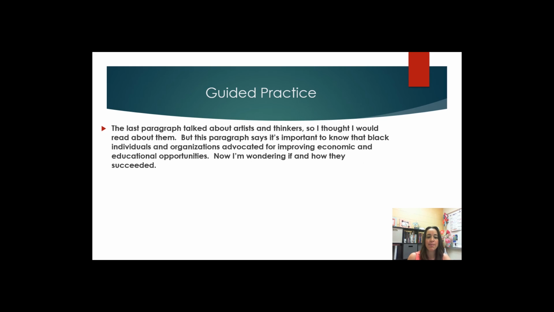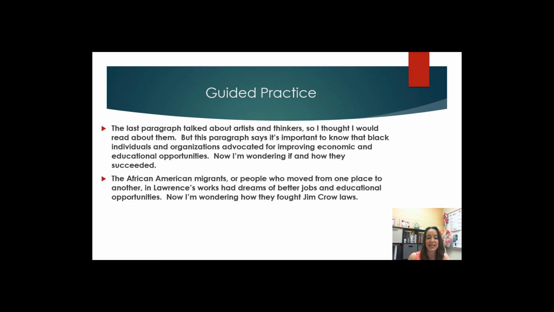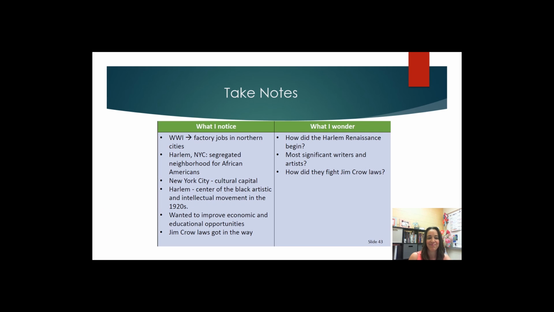The last paragraph talked about artists and thinkers, so I thought I would read about them. But this paragraph says it's more important to know that Black individuals and organizations advocated for improving economic and educational opportunities. Now I'm wondering if and how they succeeded. The African American migrants, or people who moved from one place to another, in Lawrence's works had dreams of better jobs and educational opportunities. Now I'm wondering how they fought Jim Crow laws. Please jot these in your notes.